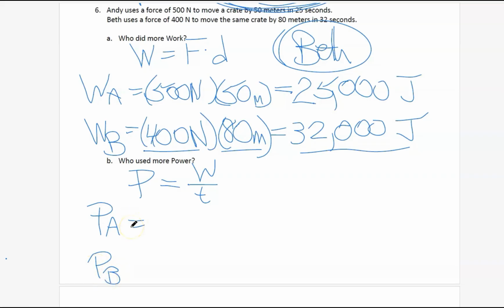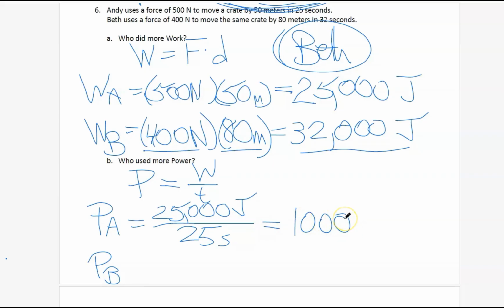Power for Andy is his 25,000 joules of work divided by the 25 seconds it took him to do that work. And that's equal to 1,000 joules per second, but we use the unit watt, so that's 1,000 watts of power. And watt is abbreviated a capital W.